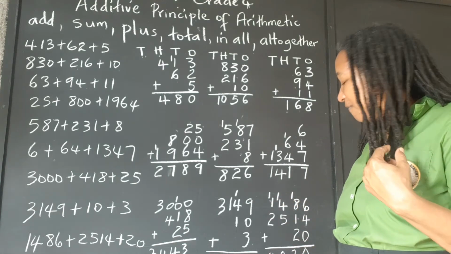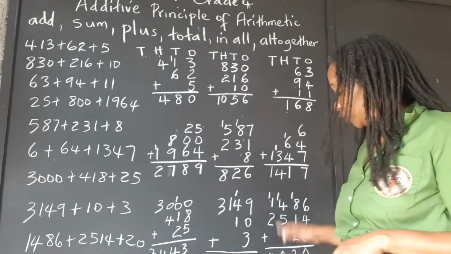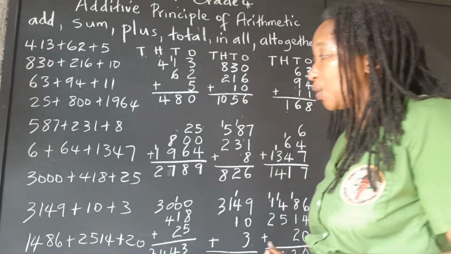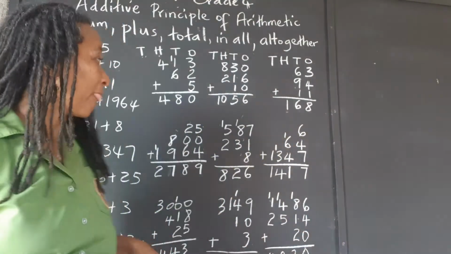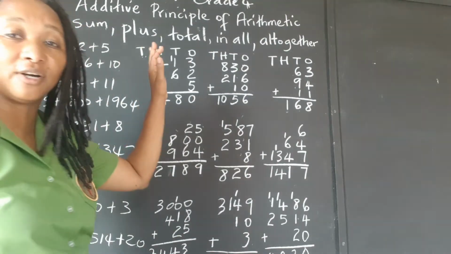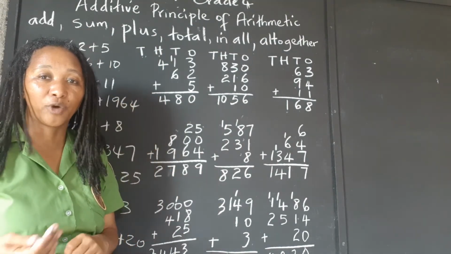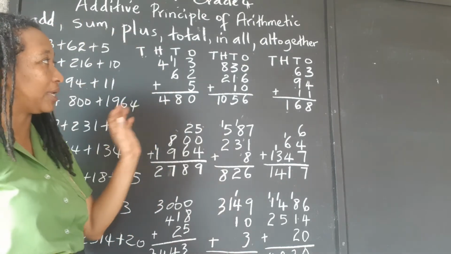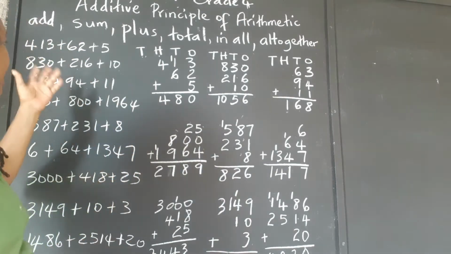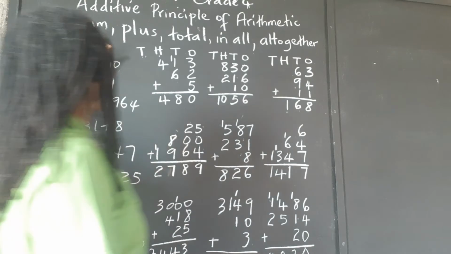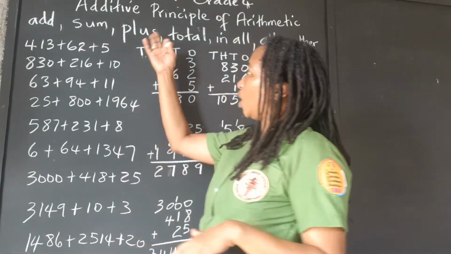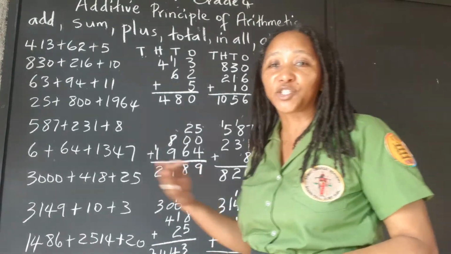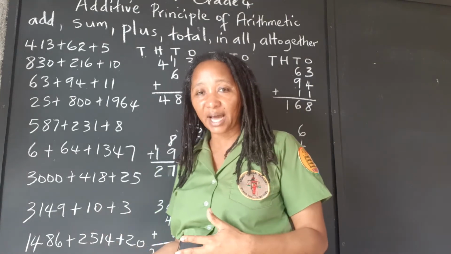2 and 2, 4. So our final answer, the sum, the total, 4,020. So to recap, these special words indicate to us that we're going to be adding. If we're doing worded problems and we see these words, immediately we get the idea we're going to add. If they literally say add, find the sum, plus, so one thing plus another thing will give what?